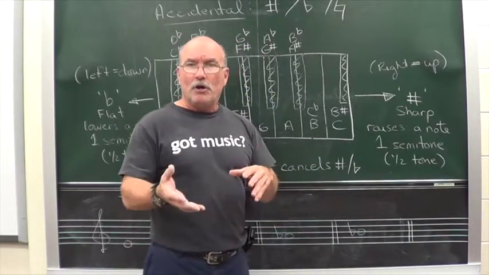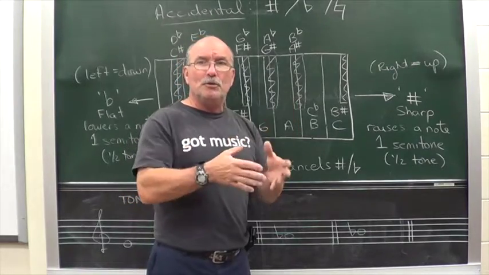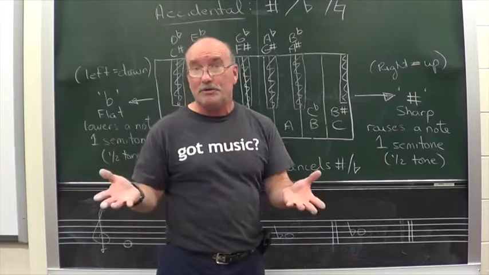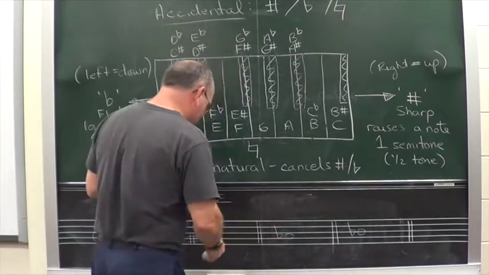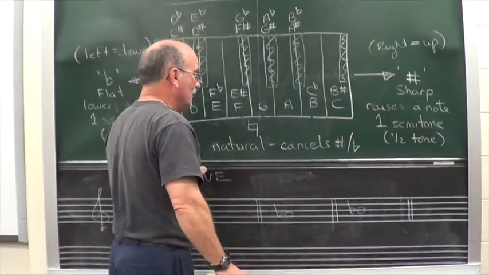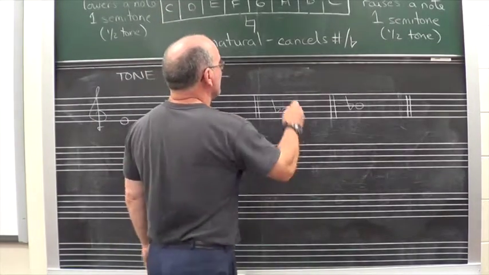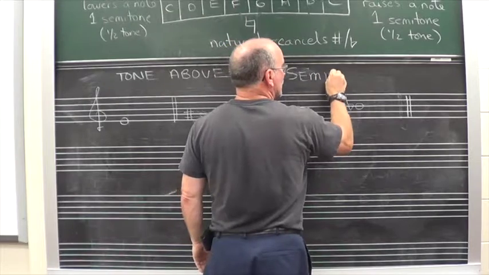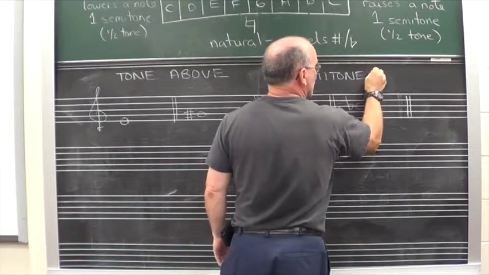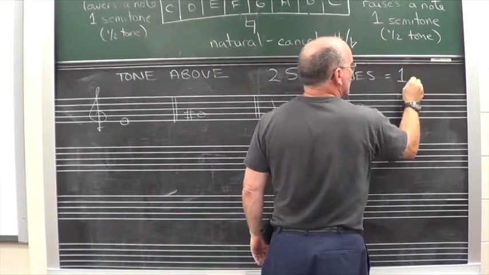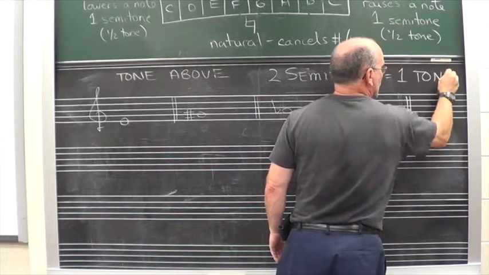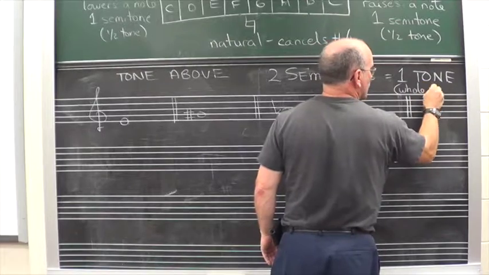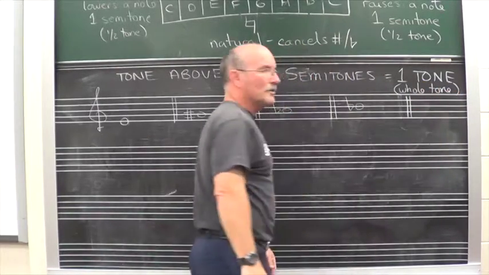Therefore, if we want a tone, then two semitones will equal a tone. A whole tone, in other words, is what it's also called. So remember that. Two semitones equals one tone, and like I said, that could also be called a whole tone. It's the same thing. Okay?